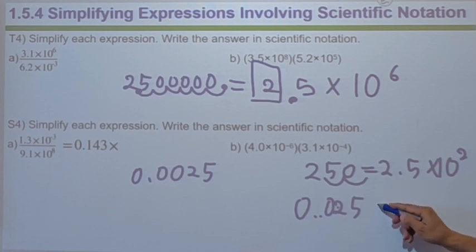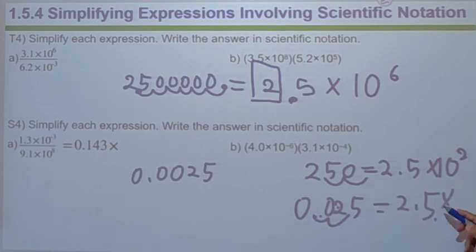Now 0.025, I say. Same, 1, 2. 2.5 is bigger, right? You need to make it smaller now. You need to do 1, 2, 10 to the negative power. To make smaller, you multiply by 10 to a negative power. To make bigger, 10 to a positive power.